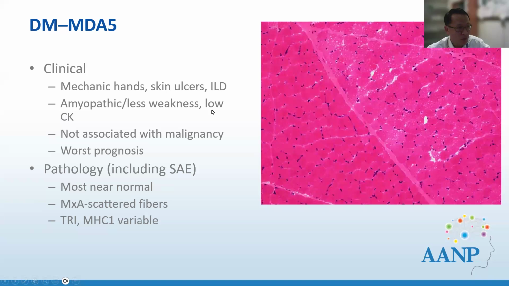CK can be normal or just mildly elevated. And they are not associated with malignancy, but they have the worst prognosis because the interstitial lung disease is very hard to control and usually the cause of death. The SAE is much more mysterious. It's very rare. It only occurs in adults, and the muscle pathology in these patients is often very minimal.